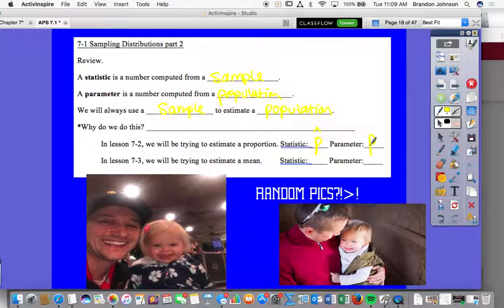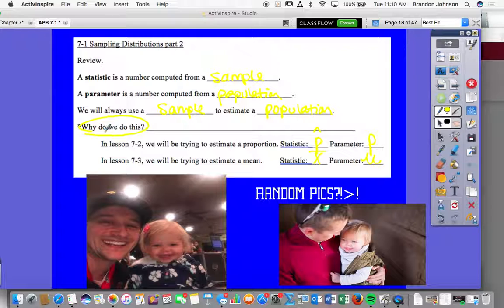Now 7.3, our final lesson, we'll look at a mean. A statistic is represented as what for a mean? X bar. Very good, Maddie. And what's a parameter again? Mu, right? That is a parameter. All of this is review.